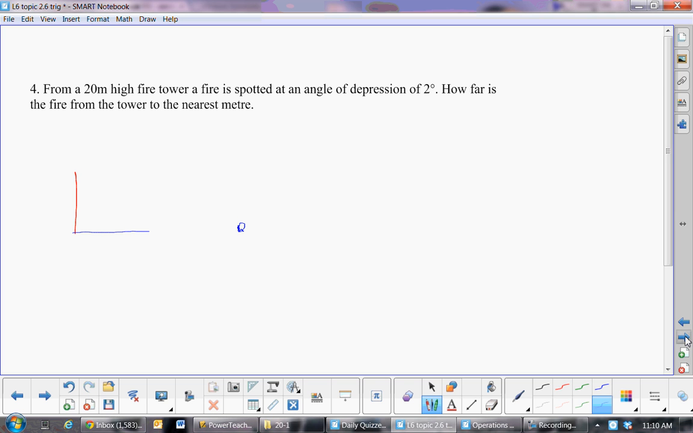So it is going to be like a right angle triangle, and you're looking at the base of the fire in a hole, and this is 20 meters, and an angle of depression of 2 degrees. Now, you are here. So this is how you see, right? So if it's at 2 degrees, this is going to be not very well done to scale, but this is 2 degrees.